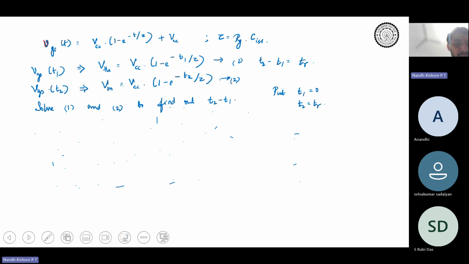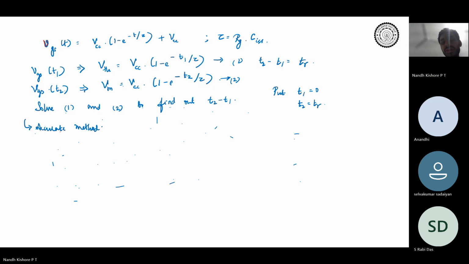So this is actually the accurate method of doing things. You may have to apply some logarithmic methods to cancel out the exponential term, and then you can find the answer. This is the accurate method.